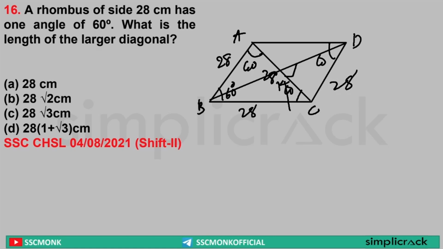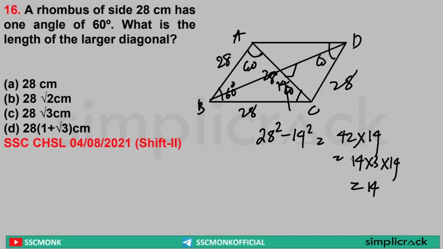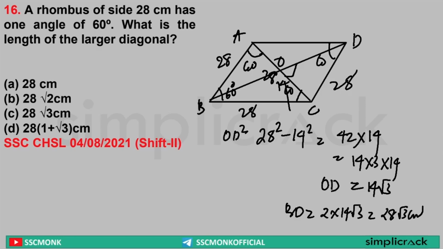Now this is a 90 degree thing. Now this is 28, this is 14. So this side will be what? 28 square minus 14 square. That can be written as 28 plus 14, 42, into 28 minus 14, 14. So this can be written as 14 into 3 into 14, square root of this will be 14 root 3. Let's say this is O. This is equal to OD square. So OD is equal to 14 root 3. BD is equal to 2 into 14 into root 3, that is equal to 28 root 3 centimeter. So other diagonal, larger diagonal is 28 root 3 centimeter.